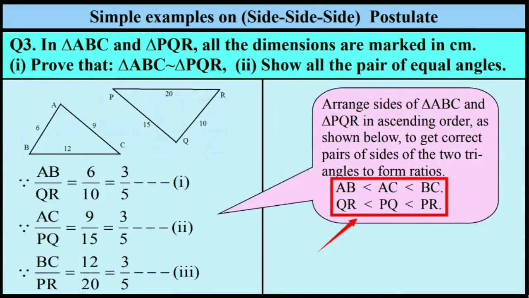Here the confusing point is how to find out a pair of sides of these two triangles to form a ratio so that it is proportional to the other two sides ratio. Here the clue is to arrange the sides of triangle ABC in ascending or descending order and the sides of triangle PQR in the same order. So here I have shown the sides of triangle ABC in descending order and of triangle PQR too.